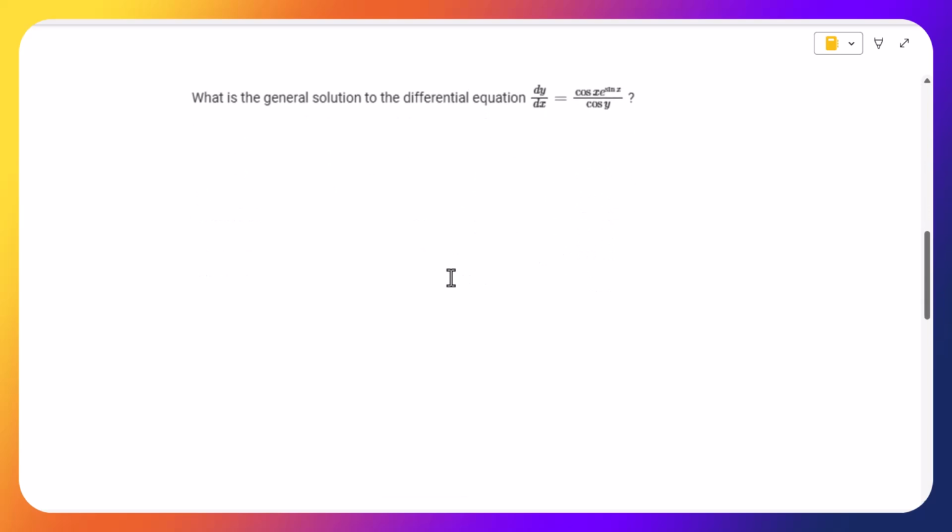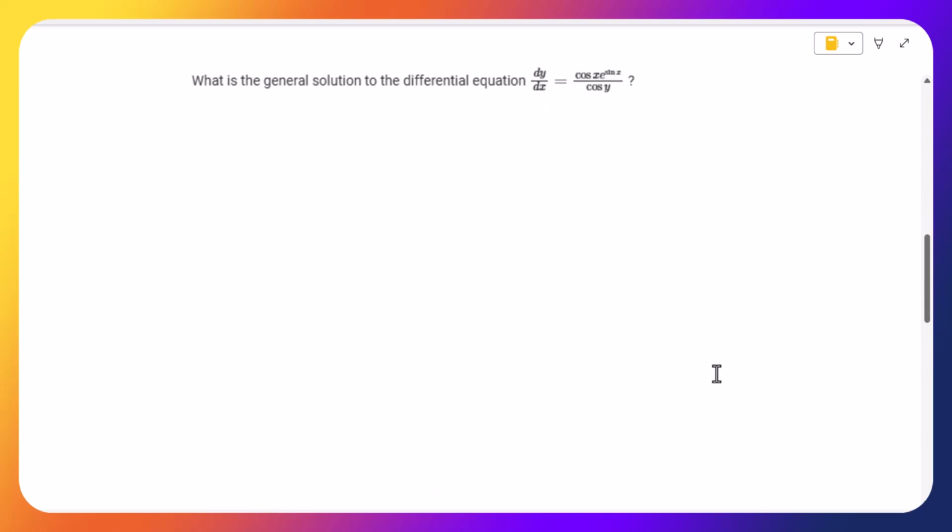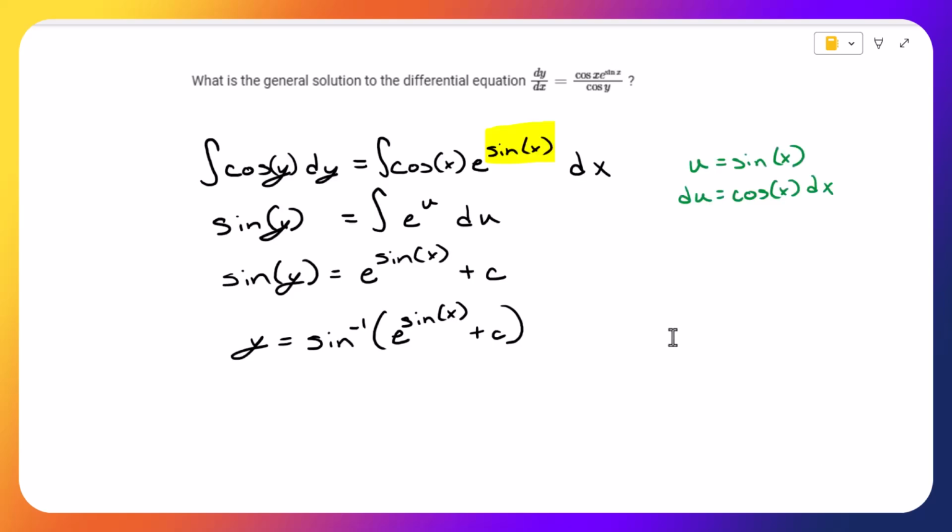Second one. Go ahead and try it on your own, and then we'll come back and we'll talk about it, and I'm going to talk about this one pretty fast as well. Okay, and coming back, I did show my u substitution here, more or less. But we separate the variables. We get cosine of y times dy equals cosine of x times e to the sine of x dx.